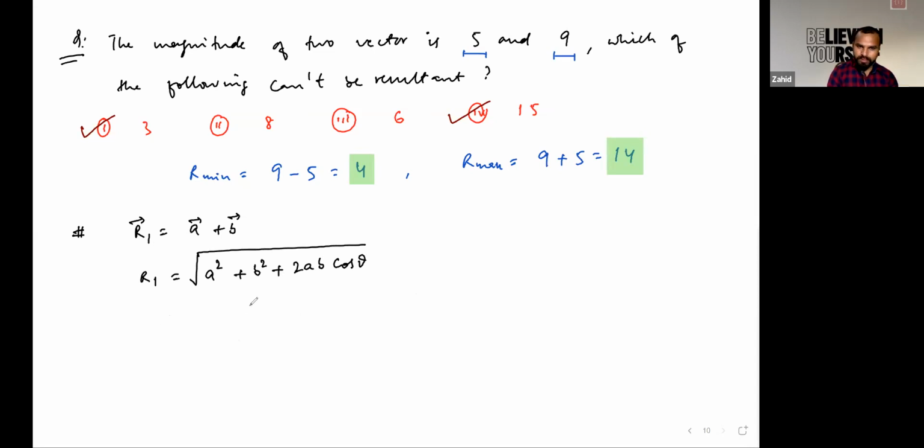Now, if you want to calculate this particular term for identical vectors, it means the magnitude of A and B would be equal. So if you put this in the expression, you will get R1 is equal to 2 times A cos theta by 2. Is it clear? Should I derive how I got this result from this part to this part? Yes, sir.